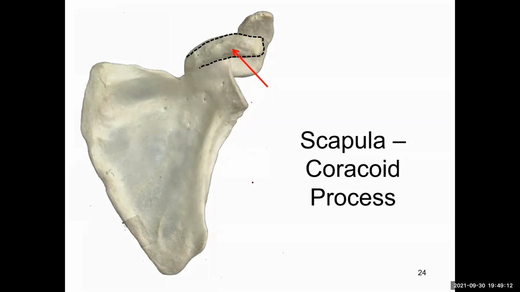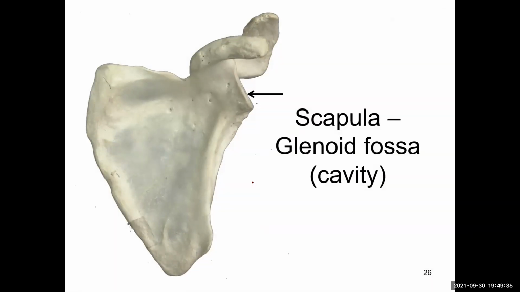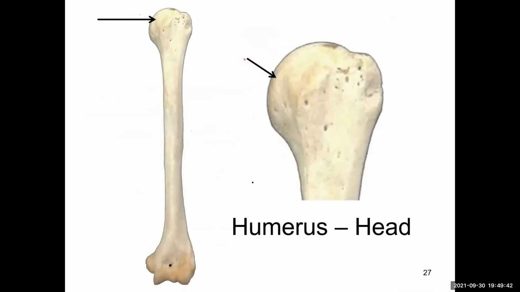Okay, coracoid process. And then our last fossa or cavity on the scapula is the glenoid fossa. This structure, when it articulates with your humerus, is going to make your glenohumeral joint, also known as your shoulder joint. Here you can see it from the anterior view. That's the glenoid fossa or the glenoid cavity. All right, so that's it for the pectoral girdle there.